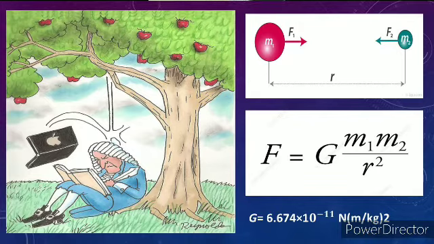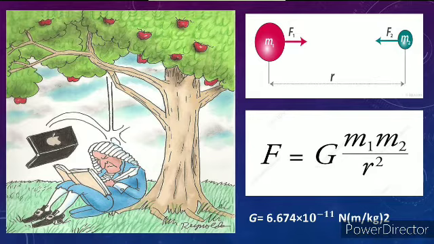G is the universal gravitation constant, which in our world equals 6.674 times 10 to the negative 11 meters cubed per kilogram per second squared. Masses m1 and m2 are the masses of the two objects. Newton's second law, F equals ma. Bigger objects exert a stronger gravitational force than smaller ones. With mass on the top of the formula, the bigger the mass, the stronger the force.